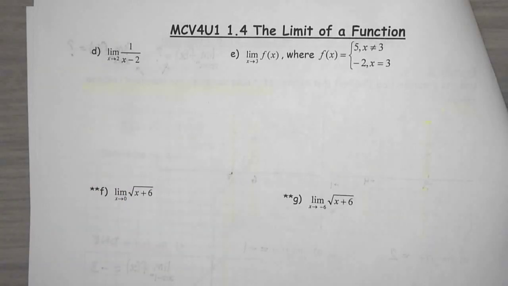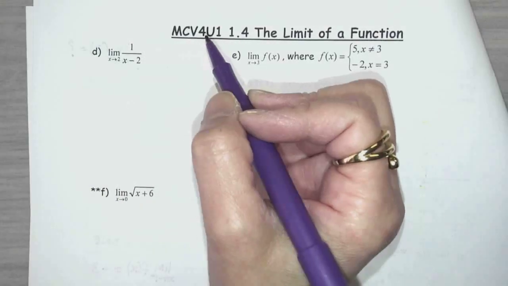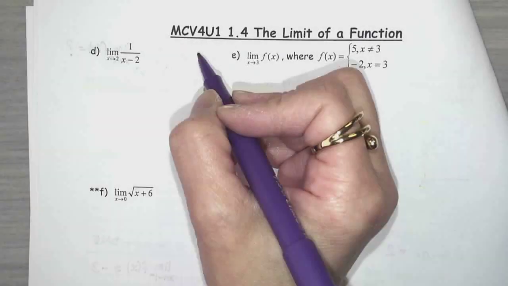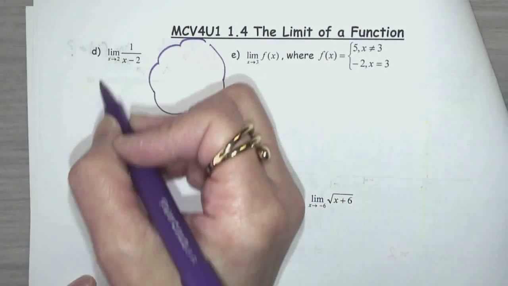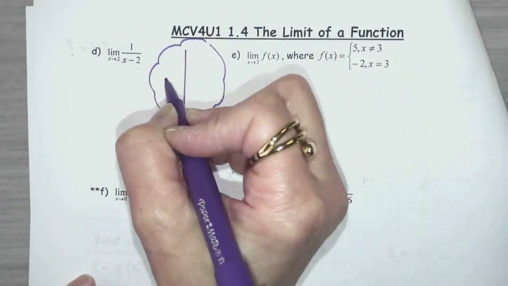So first of all, let's talk about this. For this function here, I know that there's an asymptote. Again, it doesn't ask you to graph it. I'm going to just do a little sketch for myself, over here, not too big, because I want to answer it over here.